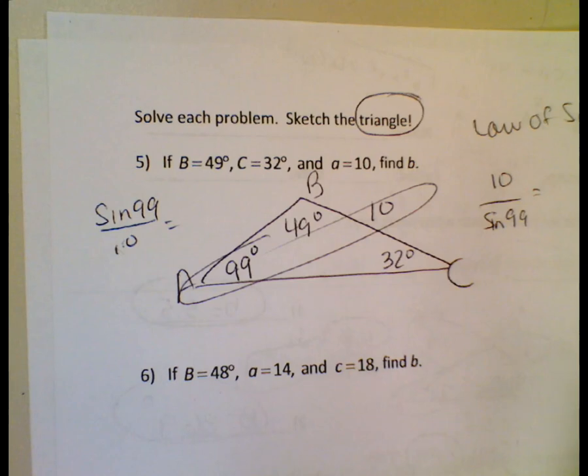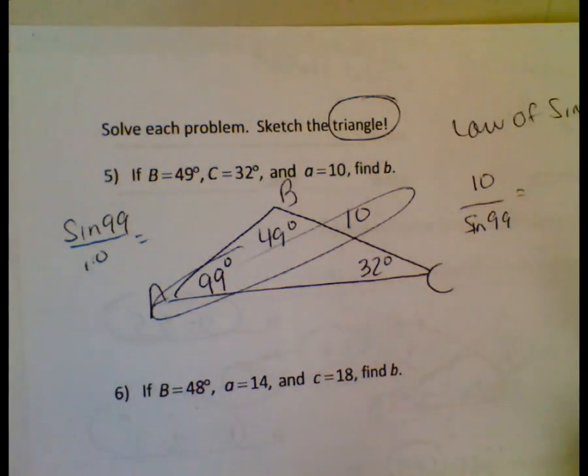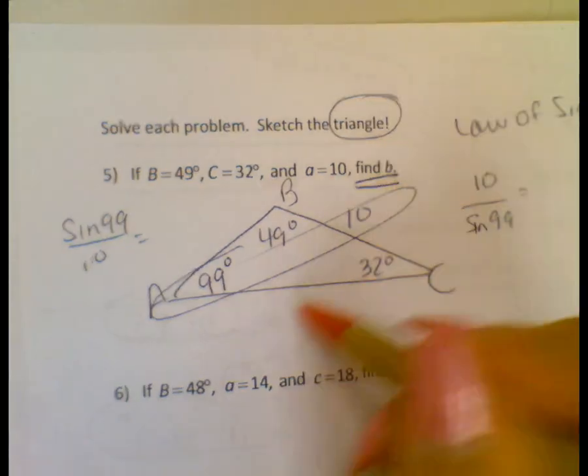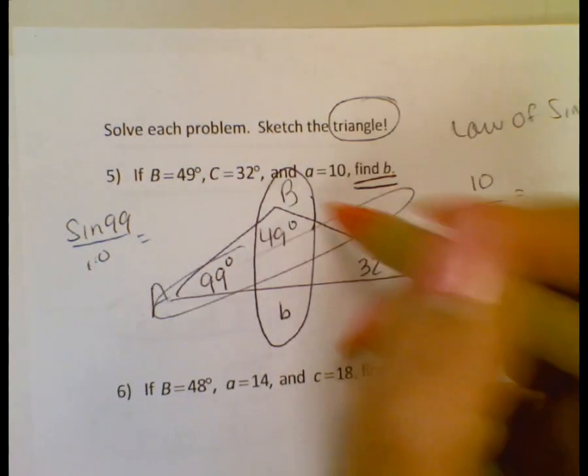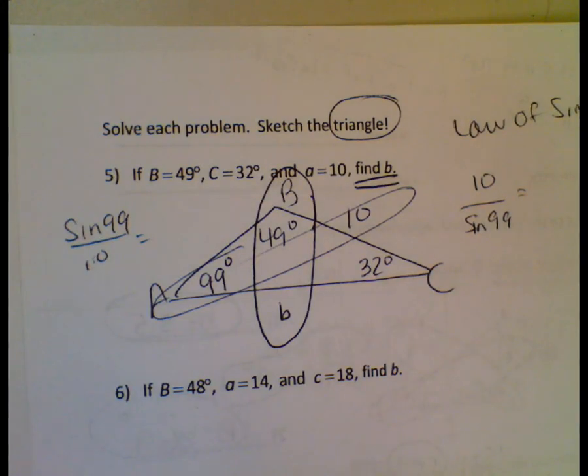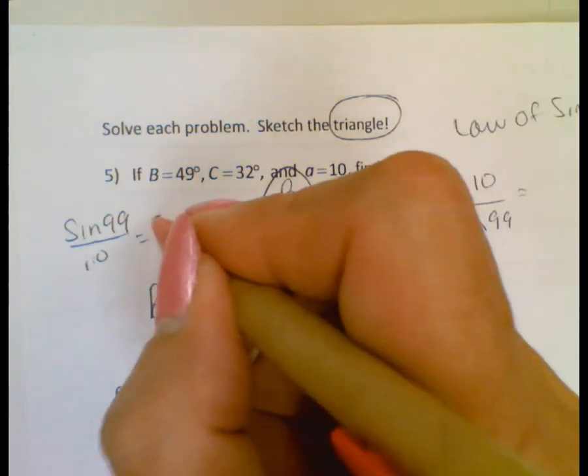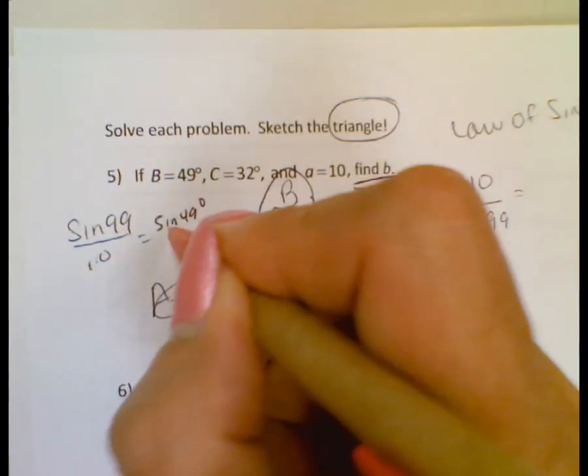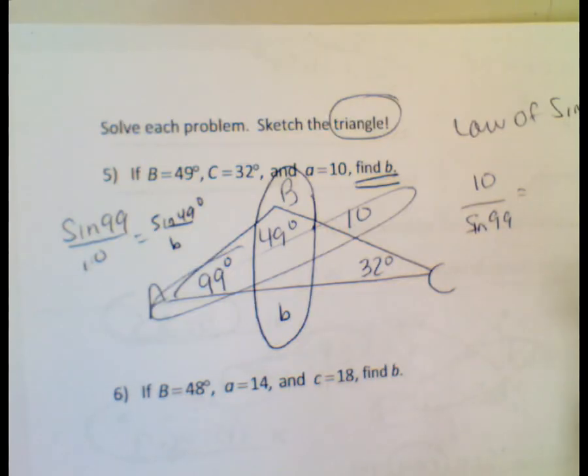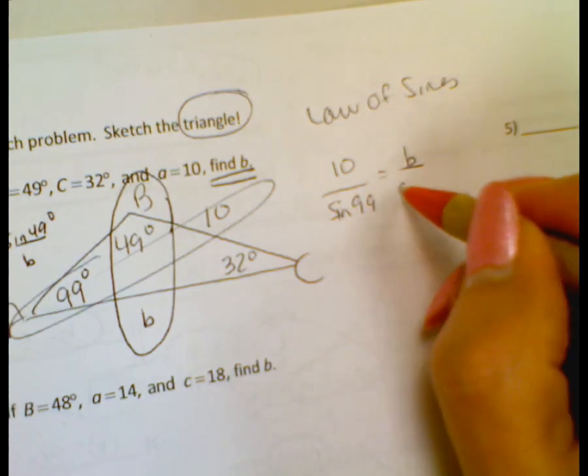Okay? Now, what are we solving for? That's important to know. We're solving for little b. So that's the other ratio that you're using. So we're going to go sine 49 over b if you're doing in first period. If you're in the other classes, you're going b over sine 49.